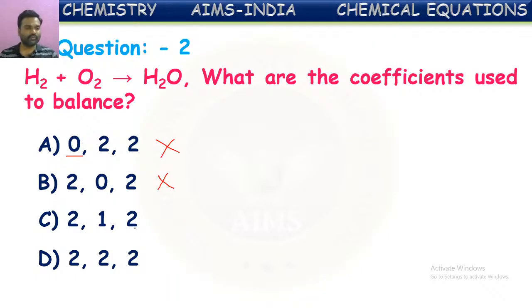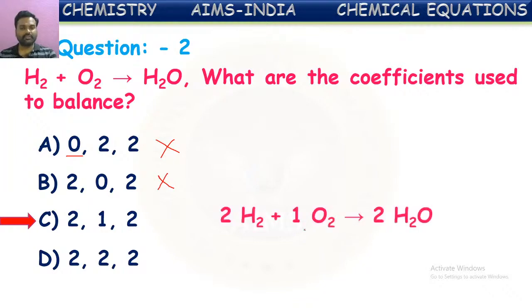We can go from the options also. If we keep these numbers in the equation and check the number of atoms on both the sides, then also we can guess the answer. So what is the correct answer? Yes, it is C.